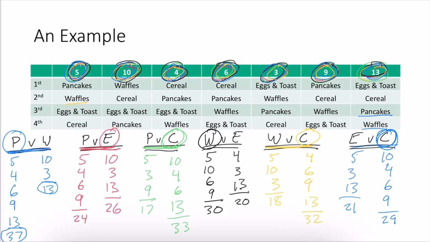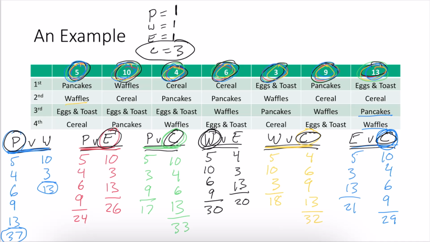And so once you found the winners of all of the different pairs, then you find the overall winner. So we have 4 options. We have pancakes, waffles, eggs and toast, and cereal. And in these pairwise votes, pancakes won, it looks like, one of the pairs, this first one here. And waffles, it looks like, also won one of the pairs. Eggs and toast won one of the pairs. And cereal won 3 of the pairs. And so that means that cereal is going to be the overall winner of this vote.